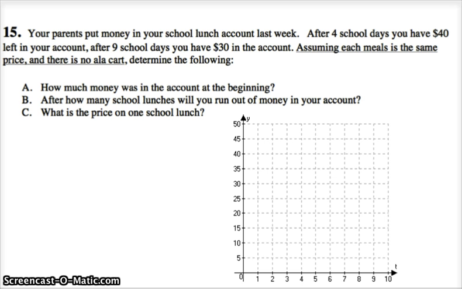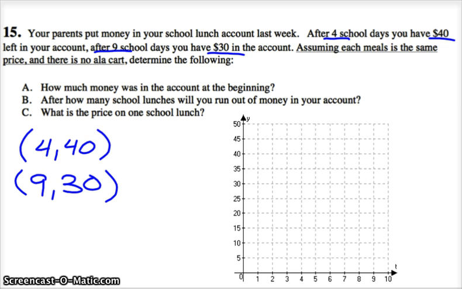The first thing I'm going to do is notice that I have 2 coordinate pairs. I first of all have my 4 school days and $40. So my first coordinate would be 4, 40. Secondly, after 9 days, I have $30 left. So I have 9 and 30.